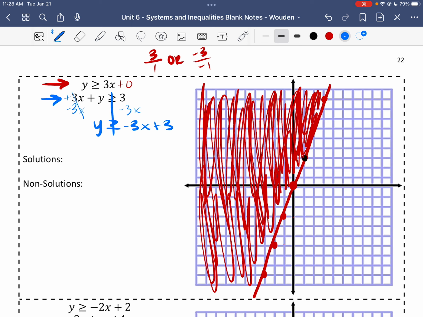So I know that 3 is my y-intercept. I'm going to put a point on 3. That's where I cross on the y-axis. And my slope is negative 3 over 1, or positive 3 over negative 1. So I'm going to go negative 3 over 1, down 3: 1, 2, 3, to the right 1.